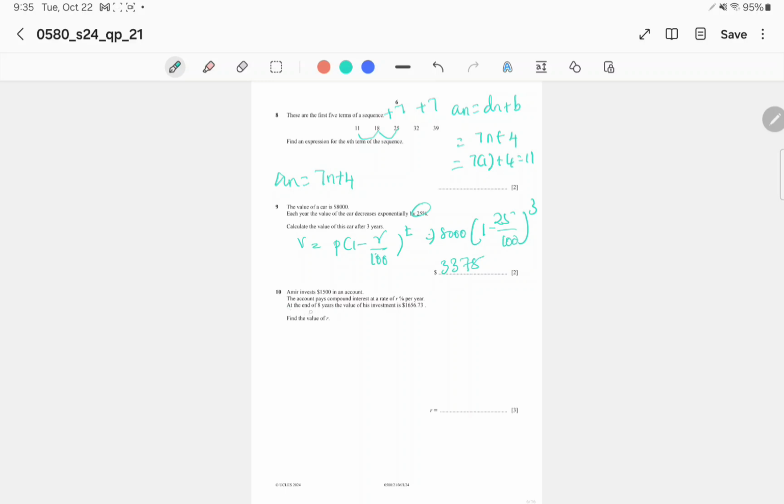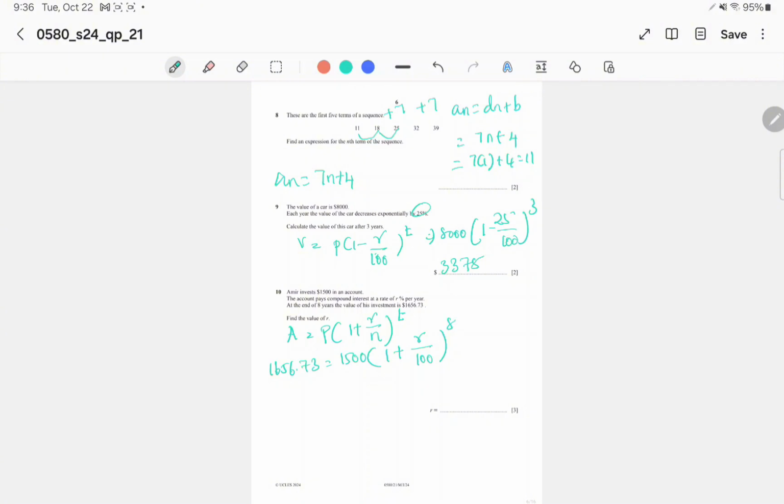10th one: Amir invests $1,500 in an account. The account pays compound interest at a rate of R% per year. At the end of 8 years, his investment value is 1656.73. Find the value of R. So what is the formula we will use? Compound interest they are saying. So P into (1 plus R by N) whole power T. Here the final amount they have said is 1656.73. Principal amount invested is 1500. So 1 plus R by 100 is the thing you have to calculate, whole power the time taken, 8 years.